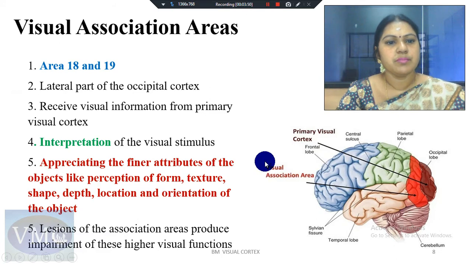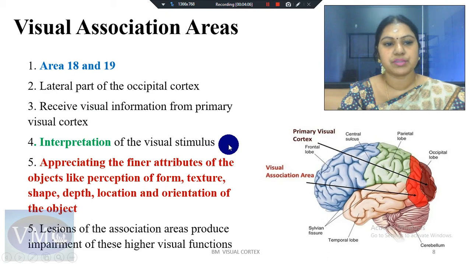So some more things about your visual association areas. They are areas 18 and 19, most importantly. They lie in the lateral part of the occipital cortex. They receive visual information from the primary visual cortex. They are important for the interpretation of visual stimuli. So what does interpretation mean? It means appreciating the finer details of objects, like perception of form, texture, shape, depth, location and orientation of the objects. So the details of the object and the interpretation occur with the help of the visual association areas.